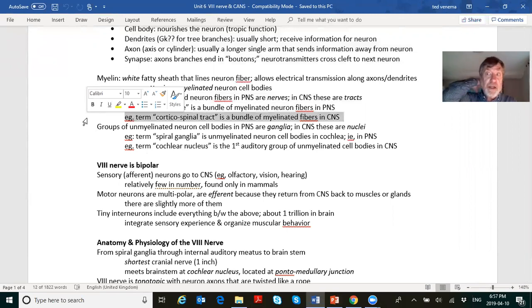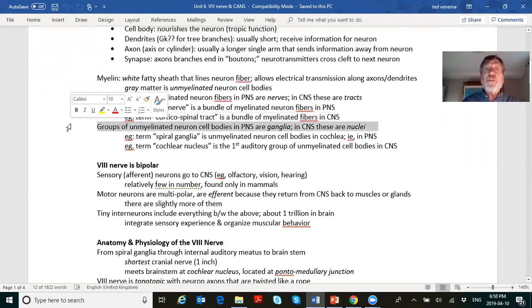Cortex, spine. If you have a long tract, a long piece of white matter connecting the brain to the spinal cord, the corticospinal tract is a bundle of myelinated fibers in the CNS. Groups of unmyelinated gray areas, neuron cell bodies in the peripheral nervous system, are ganglia. In the central nervous system, these same things are called nuclei.